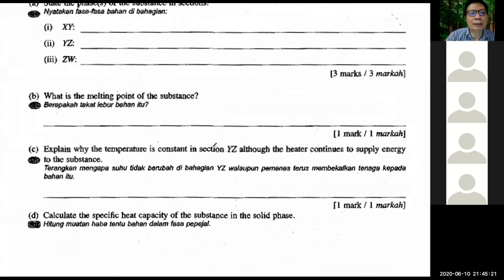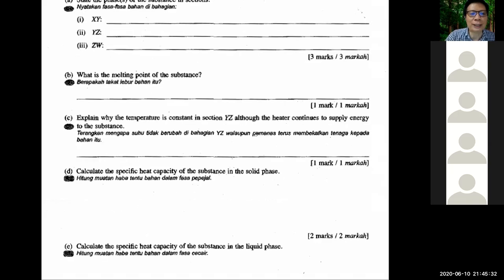Why is the temperature constant in section YZ, although the heater continues to supply energy? During the melting process, the temperature remains constant, you still remember or not? The heat supply is used to break the intermolecular binding force. Because in solid, the molecules are very close. When you want to change to liquid, you need to go further, isn't it? So you need to break the intermolecular binding force. So heat energy is used to break the binding force, so it doesn't increase the kinetic energy.